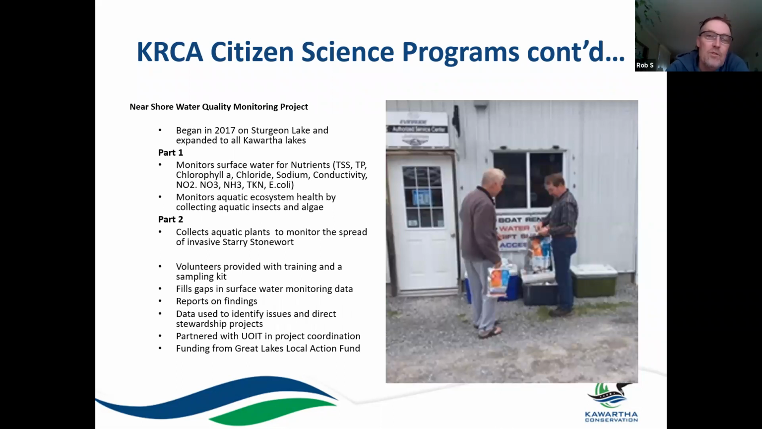So another citizen science project that we have on the go right now is the Nearshore Water Quality Monitoring Program. This project was initiated in 2017 to help fill gaps in nearshore data from our lake management plans. In part 1, our water quality specialist developed a project where citizens along the nearshore of Sturgeon Lake would look at water quality, so nutrients, and they would also look at the aquatic ecosystem, so the aquatic insects and algae in the nearshore environment.